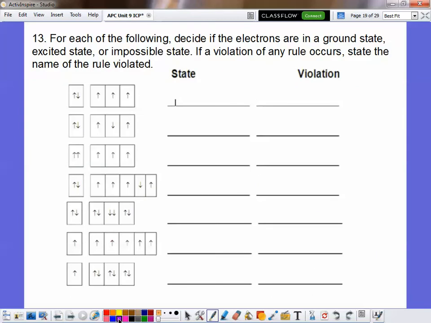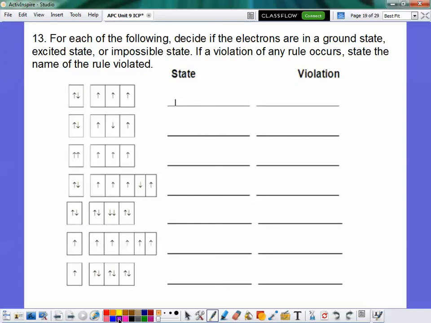All right, so for each of these, we're going to decide if the electrons are in a ground state, excited state, or impossible state. And if it's excited or impossible, we're going to state which violation of the rule occurred. Okay, so before we go into this, there are 3 rules that we use. And I've mentioned a couple of them already.